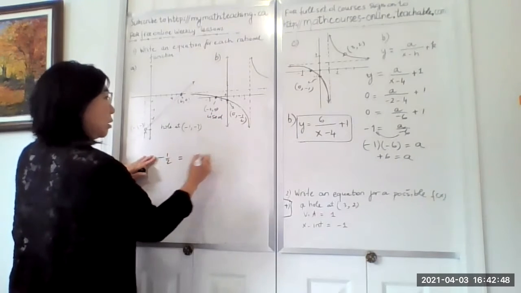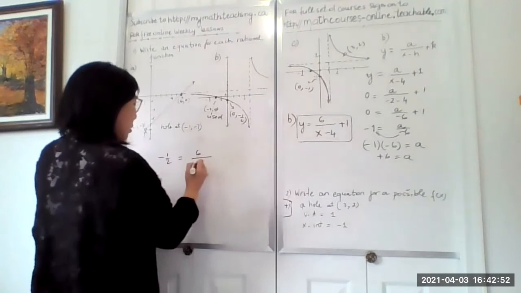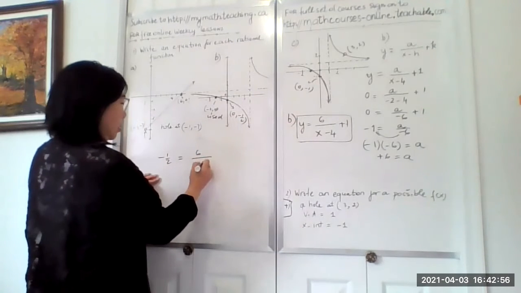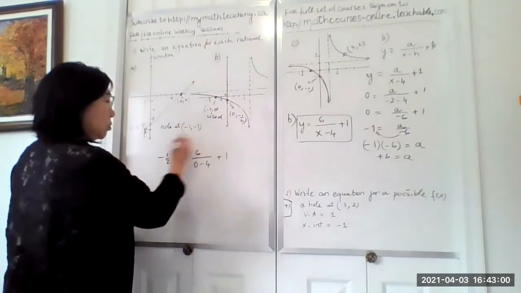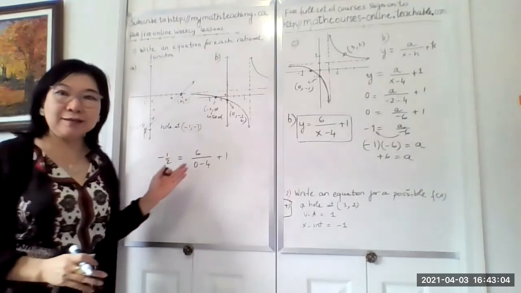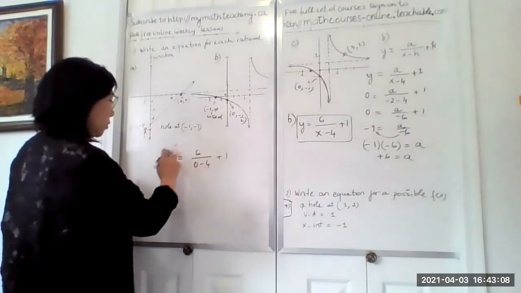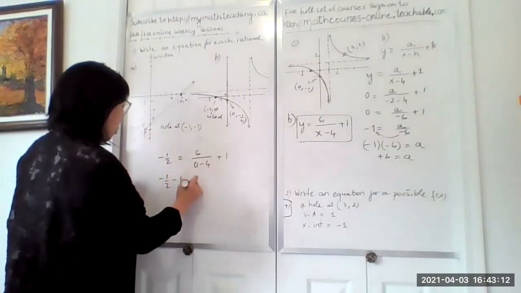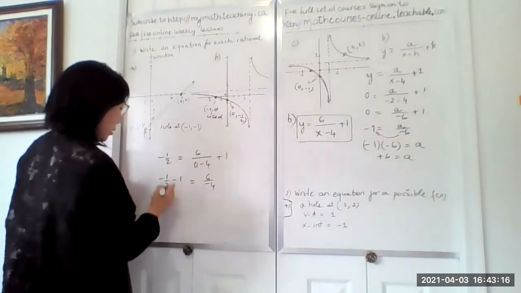Minus 1/2 equals. The 6 is just the 6. The x is 0, because that's how the y-intercept looks, right? X is 0, minus 4, and plus 1. I'm going to solve this to see if the left side equals the right side. If the left side equals the right side, then my equation is correct. I move this over. Minus 1/2 minus 1 equals 6 over minus 4.